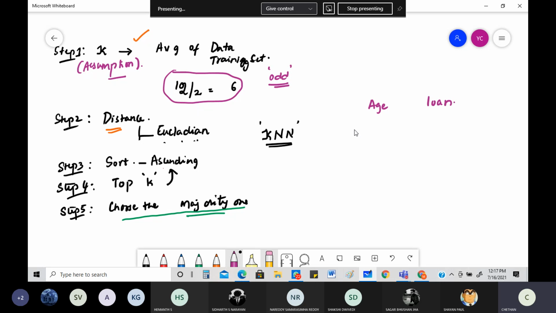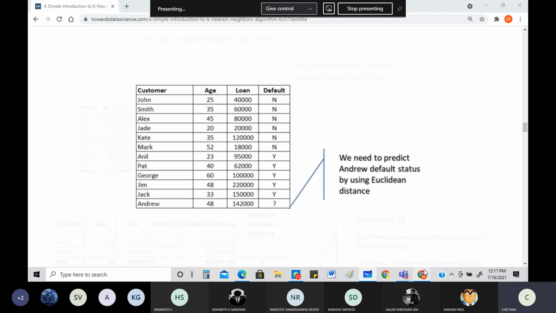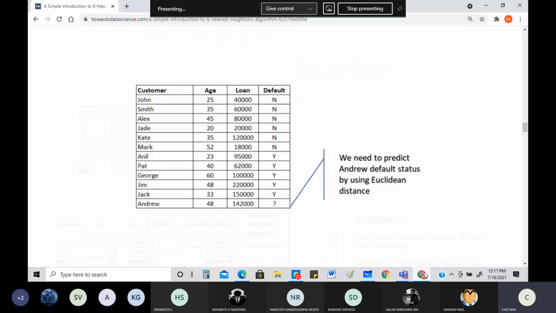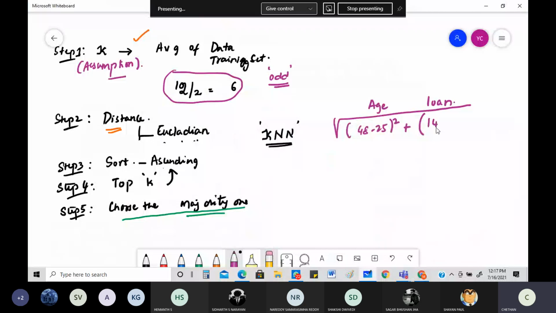With regard to age, what is the value you're going to get? I told you very clearly that it is the square root of, first, the age of Andrew. That Andrew age will remain constant. So I'll be taking the age of 48 minus 25, the whole square. Age is over. Then the loan amount. What is the loan amount you get? 142 and 40, so 142,000 minus 40,000, the whole square.